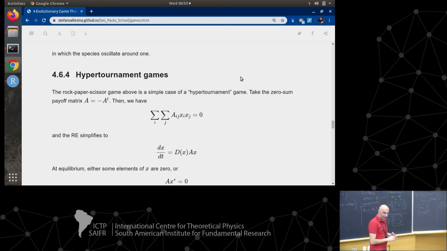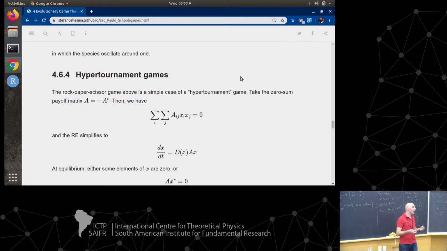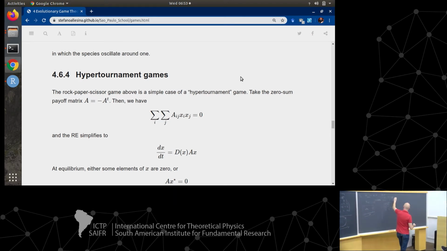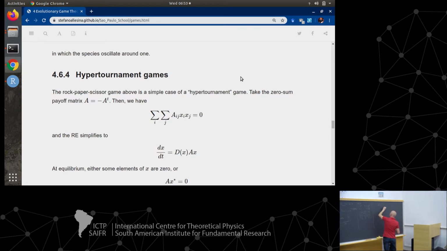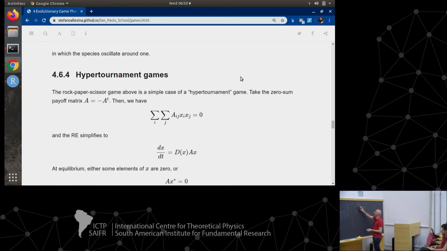So this rock, paper, scissors is a simple case of what we call a tournament game, right? And because I think we have time, what is a tournament game? We have some strategies, like imagine in this case we had 3: rock, paper, and scissors. And then for each pair of these, we draw an arrow from, say, the loser to the winner. So for example, rock loses to paper, scissors loses to rock, and paper loses to scissors.